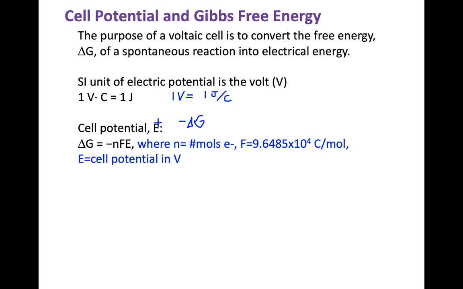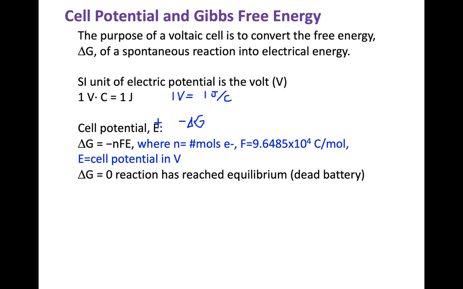So eventually, as I mentioned before, if delta G is equal to 0, we've reached equilibrium, so we're not going to get electrons to flow. So that's what is happening when we have a dead battery or an exhausted battery: a cell that has already reached its equilibrium potential difference, which is equal to 0, which gets us a delta G equal to 0, and no electrons are flowing.